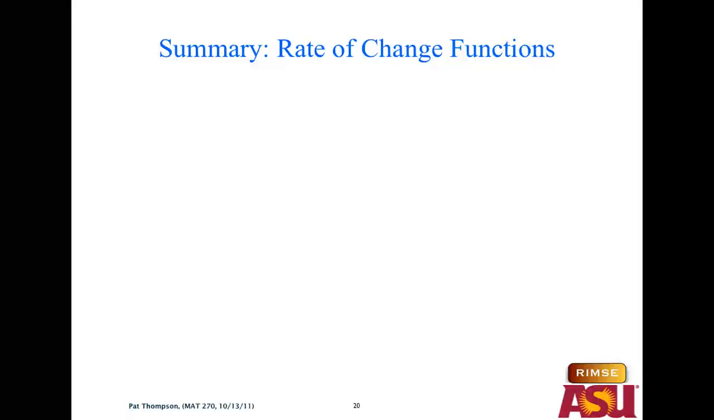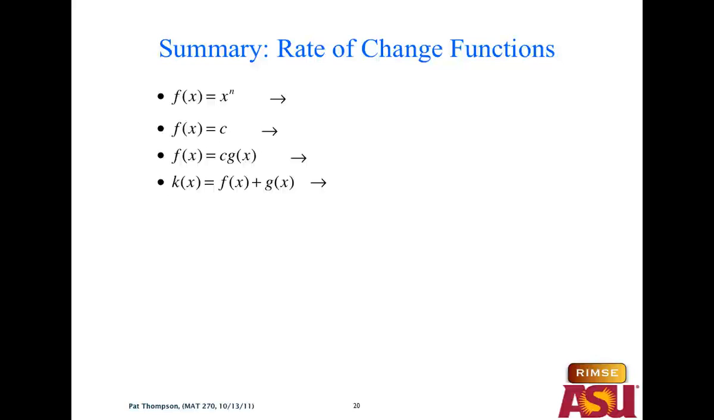Okay, so here's our summary. We've got x to the n, we've got a constant function, we've got a function that's a constant multiple of another, and a function that's a sum of two functions. These are our four basic closed form rules.